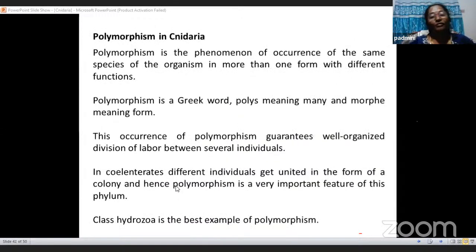And polymorphism in Cnidaria. Polymorphism means many forms. What is this many forms in polymorphism in Cnidarians or Aurelia? Occurrence of polymorphism guarantees a well-organized division of labor between several individuals. Division of labor. Each cell forms a tissue, tissue forms an organ. Now, why we have different organ systems is because you want to have a proper division of labor.